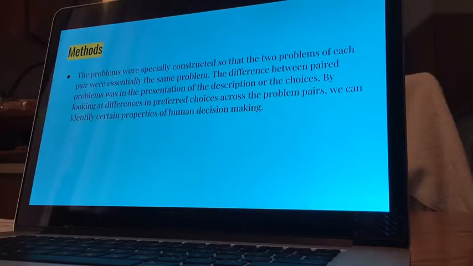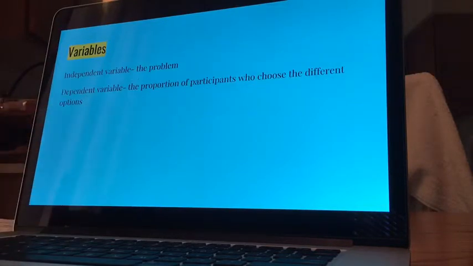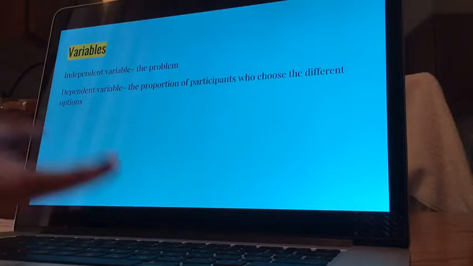By looking at differences in preferred choices across the problem pairs, we can identify certain properties of human decision making. Variables. The independent variable was the problem.